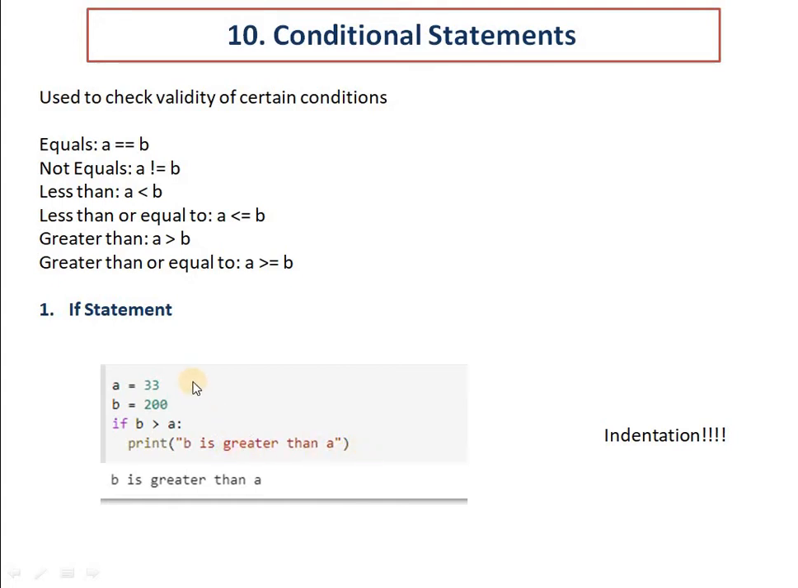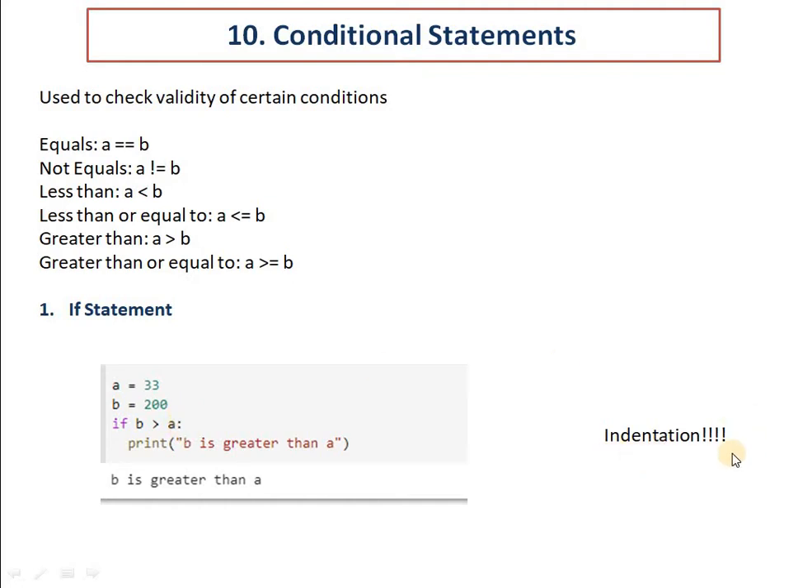Here the value of A is 33 and B is 200. So it checks whether the value of B, that is 200, is greater than A, that is 33. So while checking, 200 is greater than 33, it is true. So it is printing that B is greater than A. So if statement is used to check some conditions. So two things have to be taken care of. The syntax is if B greater than A colon, should not forget colon. If you forget colon, things will not work.